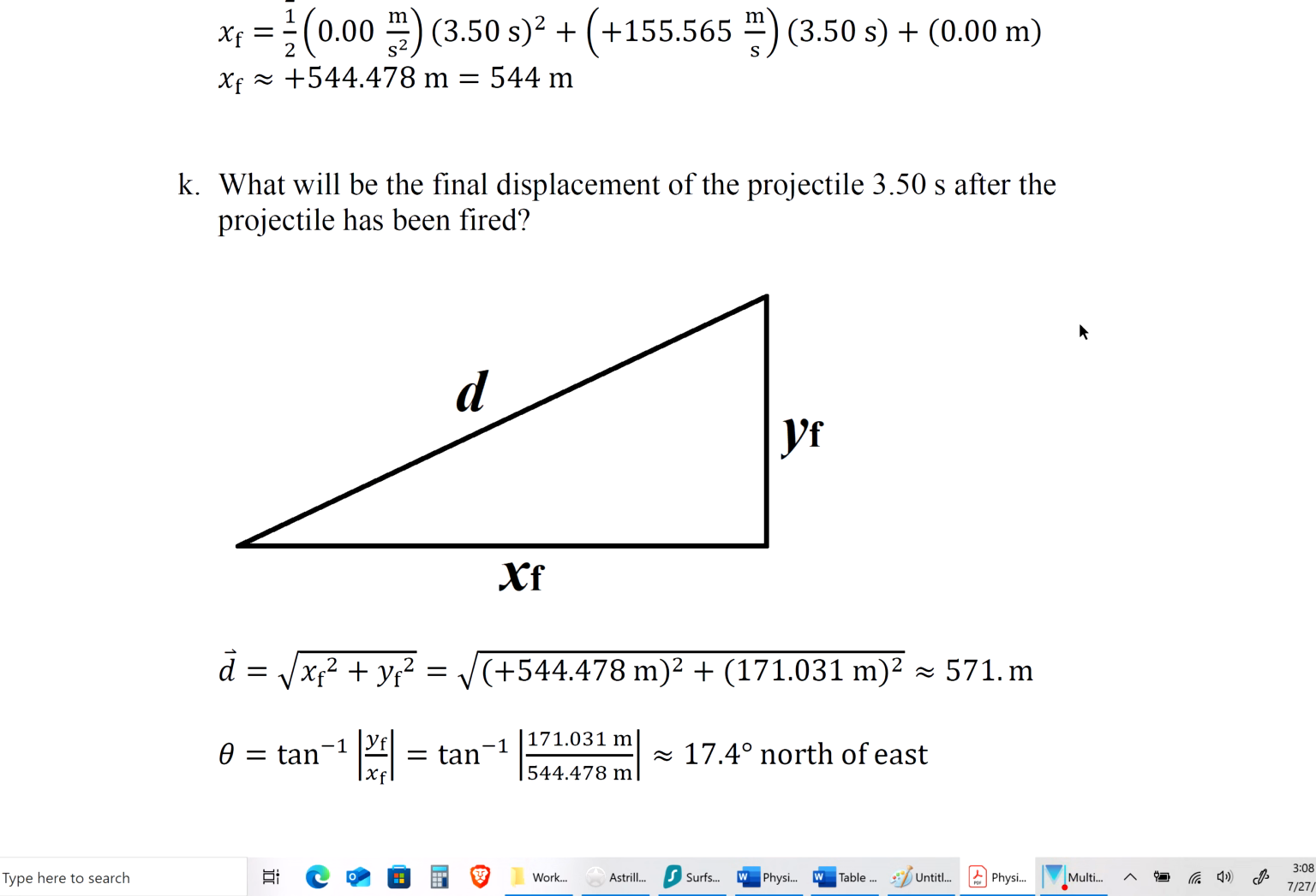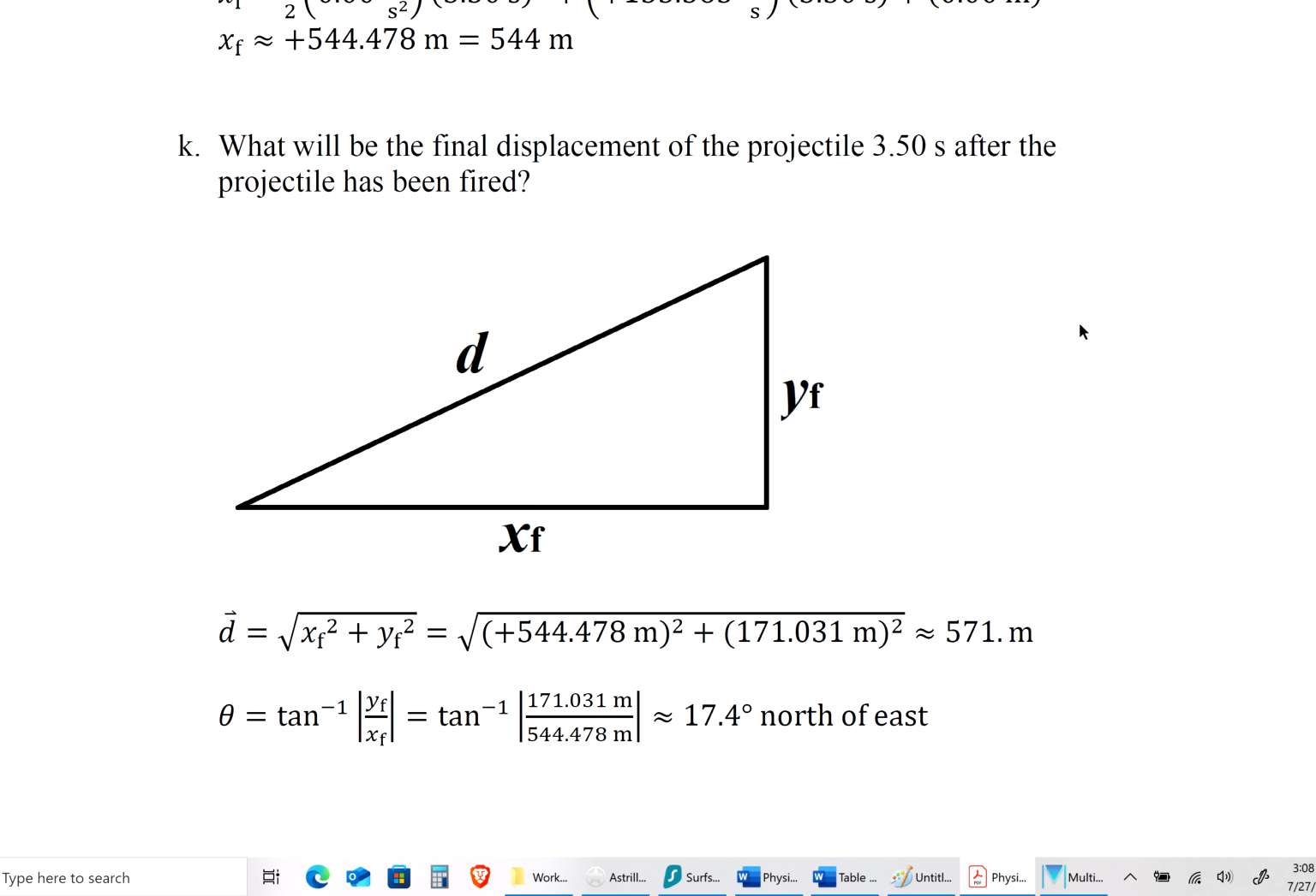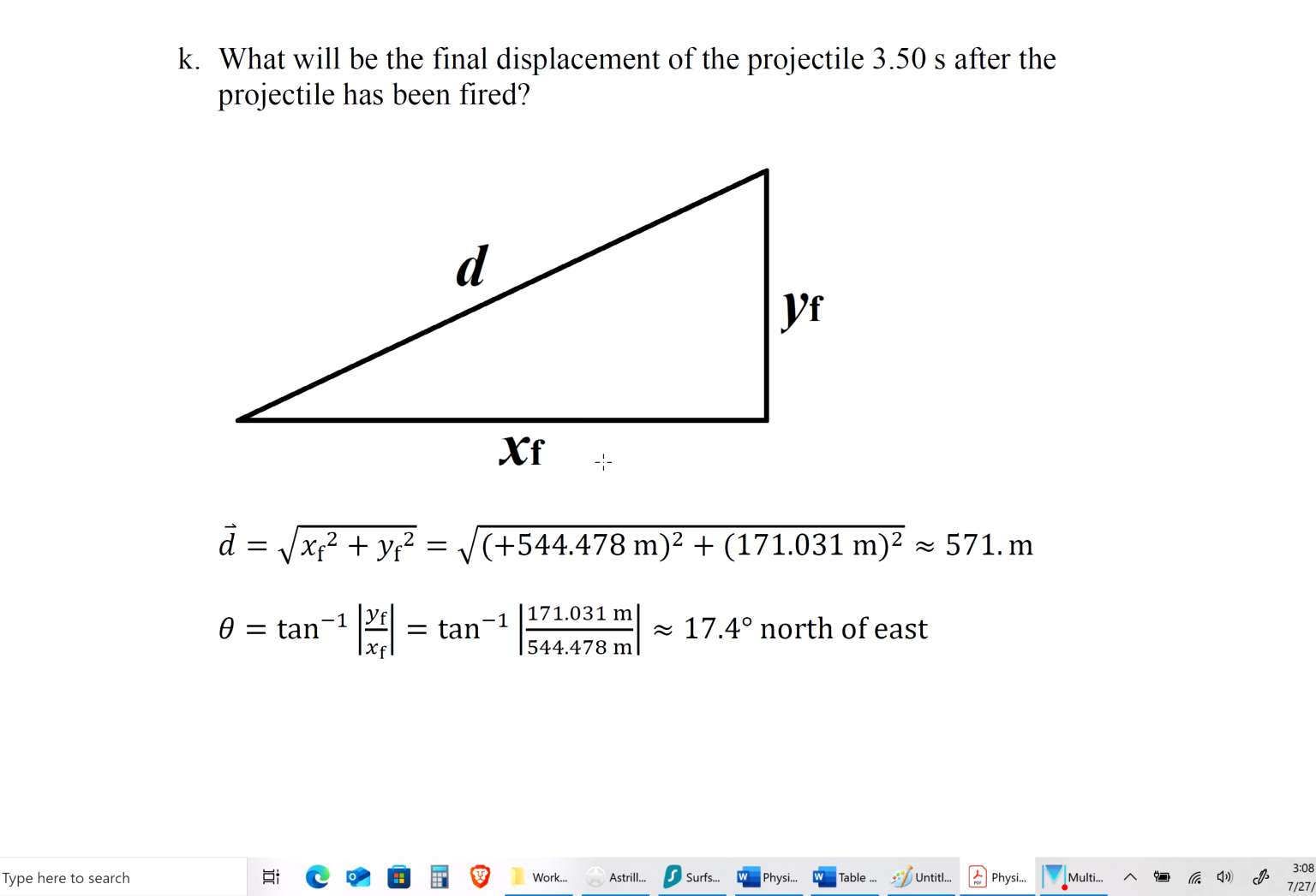Part K, what will be the final displacement of the projectile 3.50 seconds after the projectile has been fired? We found x final and y final from the previous two parts. And x final is positive, y final is positive, so we know that the direction is north of east.